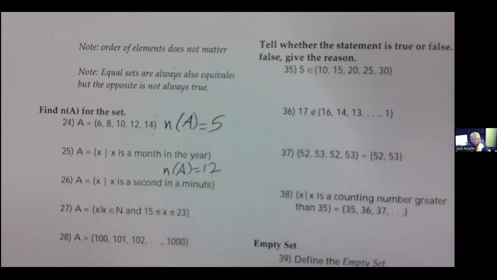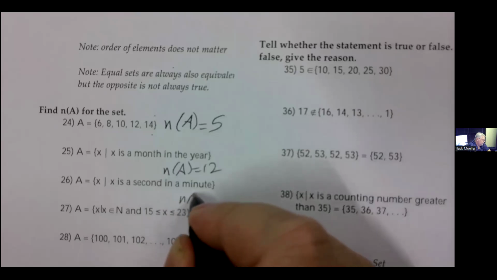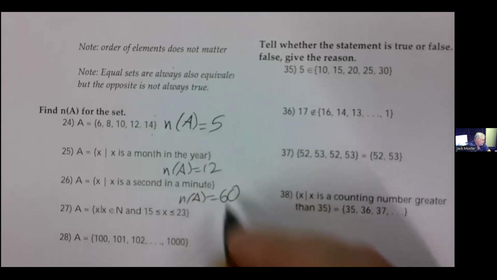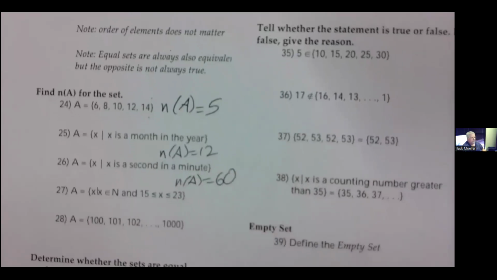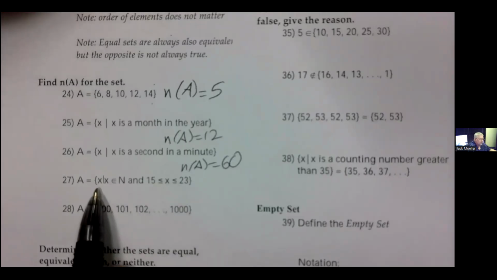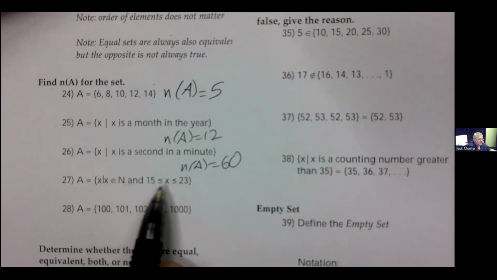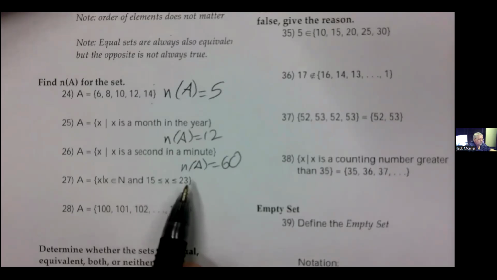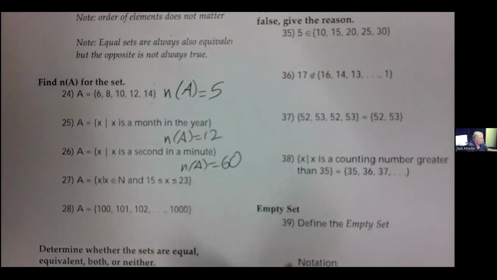What about seconds in a minute? Well, there's 60 seconds in a minute. So the number of A, or the cardinality of A, would be 60. Now, numbers, again, can be a little tricky. So we're dealing with the set X, such that X is a natural number. So we're dealing with positive, counting numbers. And 15 is less than or equal to X, which is less than or equal to 23. So how many elements are in that set?